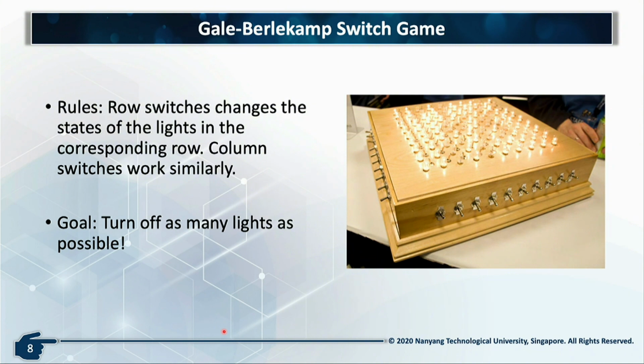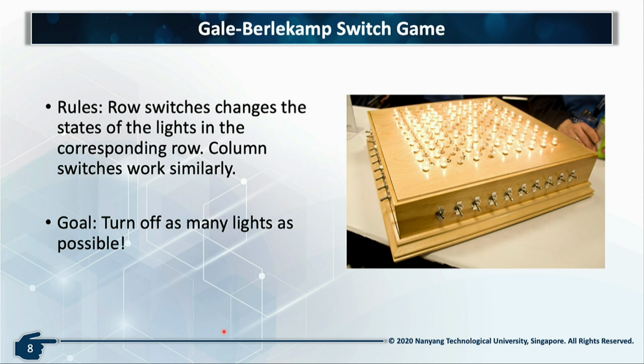You can choose to switch any rows and any columns, okay? But whenever you decide to switch a row, all the lights in the corresponding row will change status. If it is originally off, then it will be on. If it is originally on, it will be off, right? Similarly, if you decide to switch a column, all the lights in this column will change accordingly. And to win the game, you are supposed to turn off as many lights as possible.